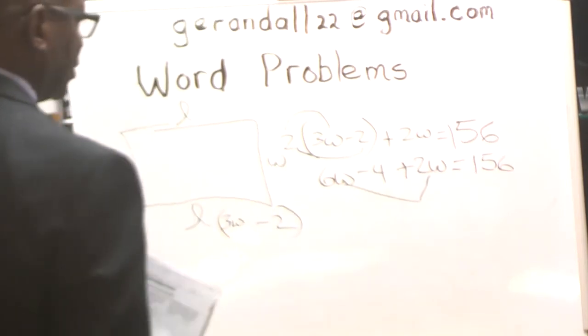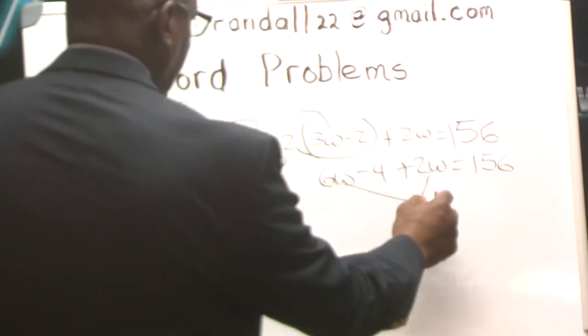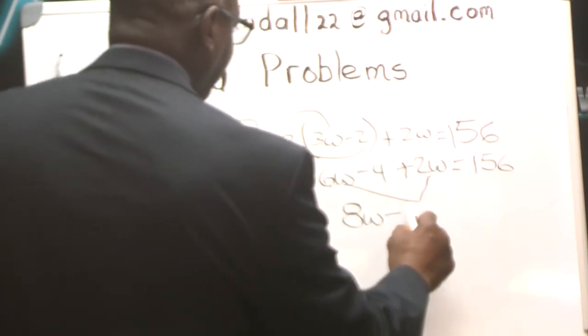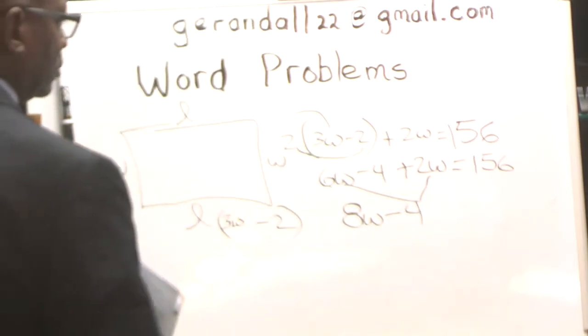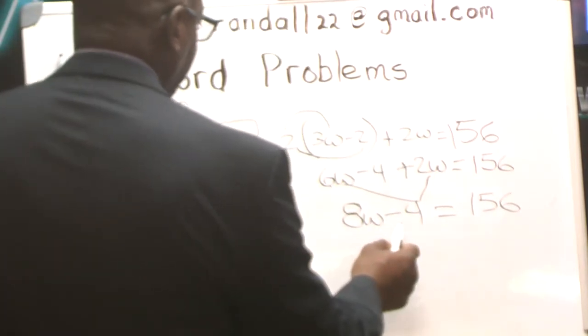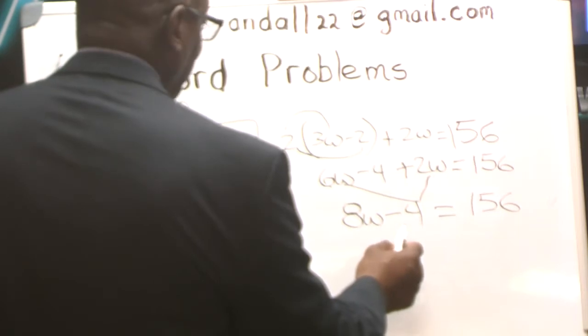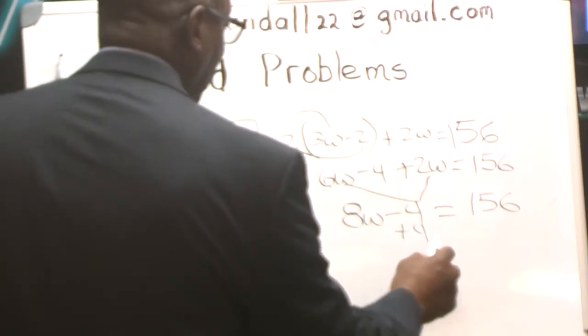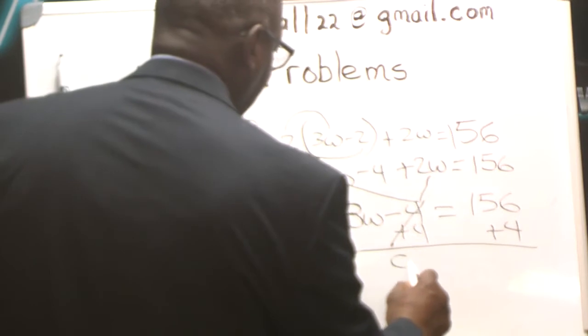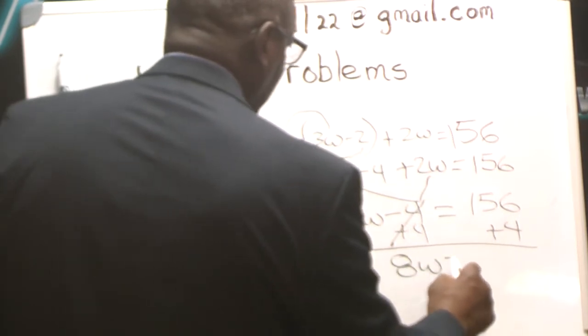Combine like terms. 6W plus 2W is 8W minus 4 equals 156. How do you undo your subtraction? You add those cousins again. Whatever you do to one side, you must do to the other. This is gone. You have 8W equals 160.